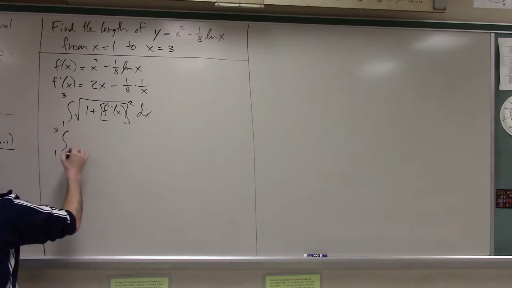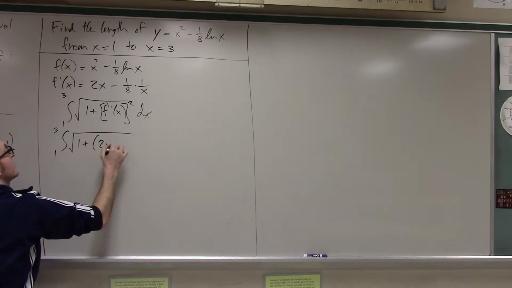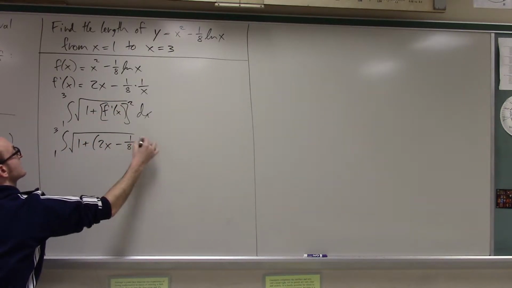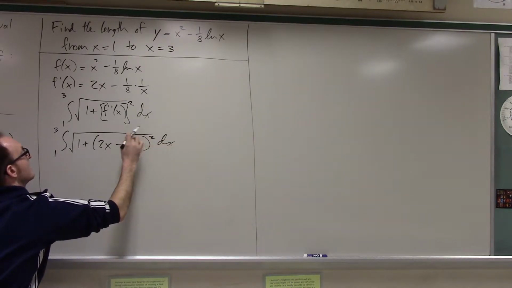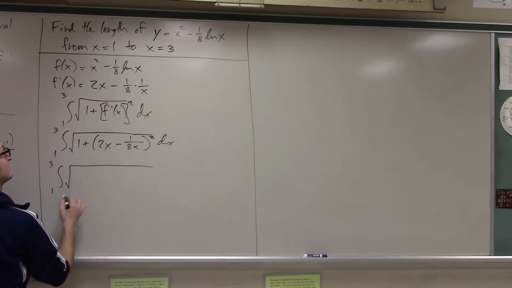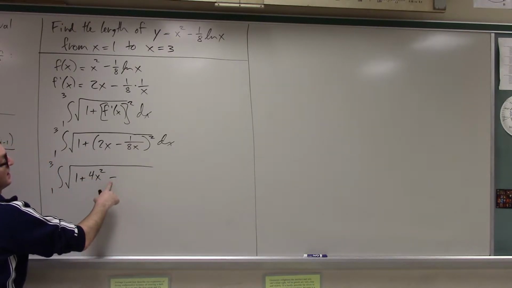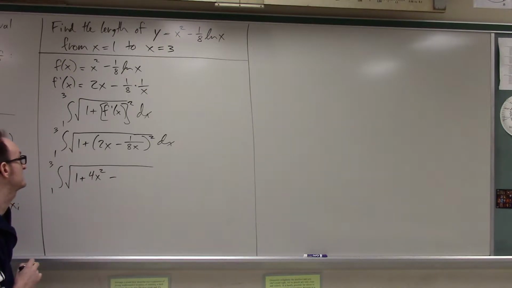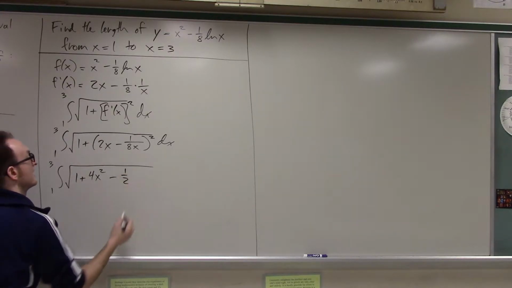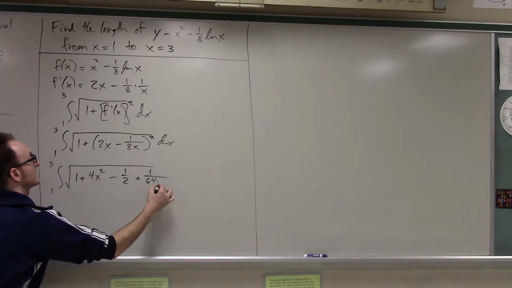Can we take the integral from 1 to 3 of the square root of 1 plus, and now I need to square this guy. Let me write it one more time: 2x minus 1 over 8x, squared, dx. And you just have to trust that it all works out, because it always works out. So this is 1 plus, I get 4x squared minus, I multiply them and I get 1/4 times 2, so minus 1/2, and then plus 1 over 64x squared.